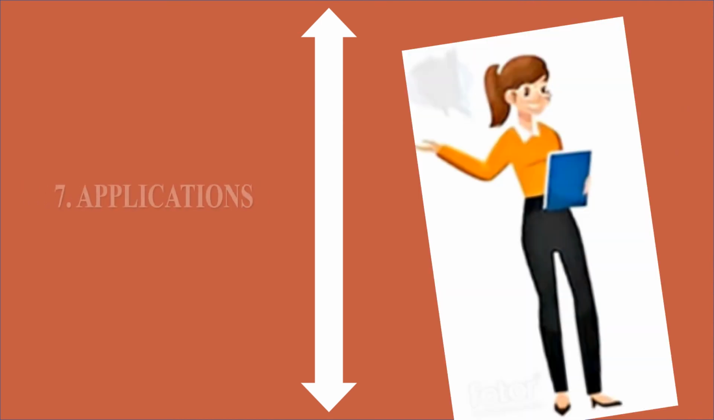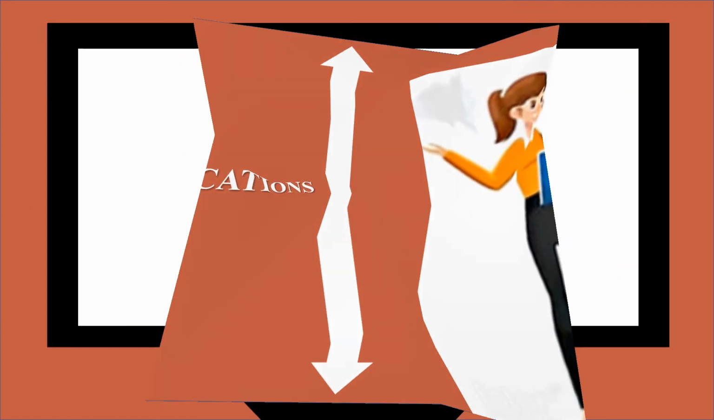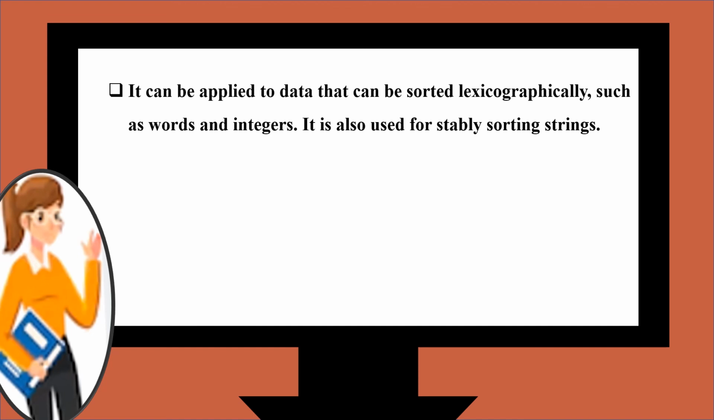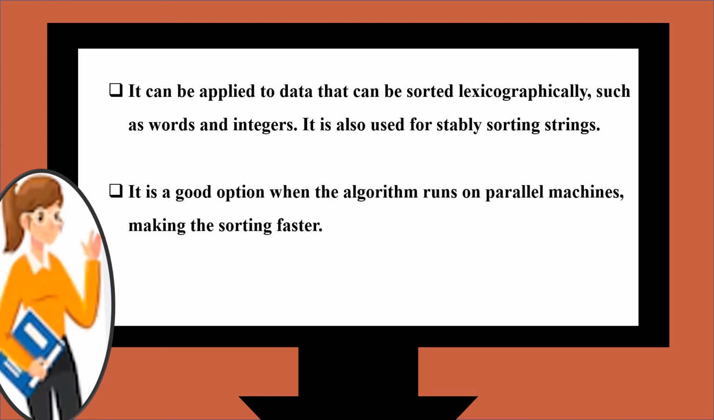So guys, now let's look into the applications of radix sort algorithm. The first application is that it can be applied to data that can be sorted lexicographically, such as words and integers. It is also used for stably sorting strings. The second is that it is a good option when the algorithm runs on parallel machines, making the sorting faster. And the third is that it is used for constructing a suffix array.